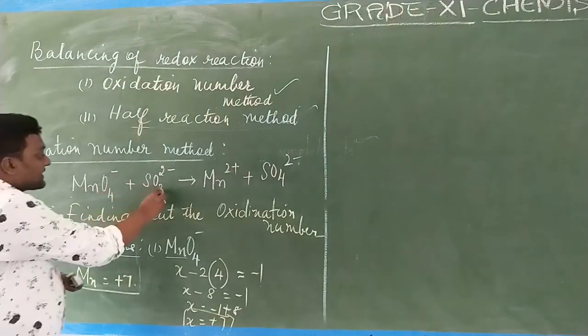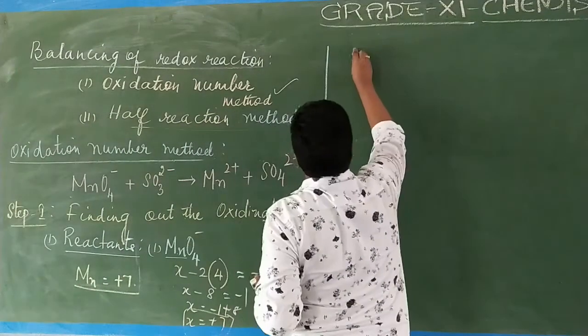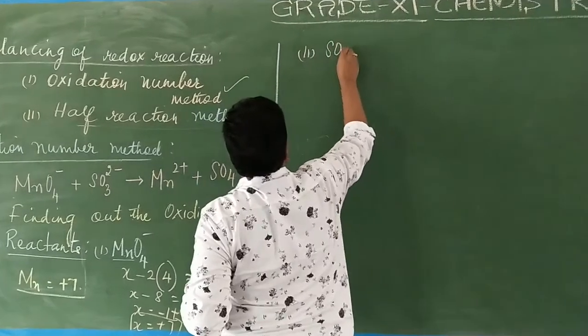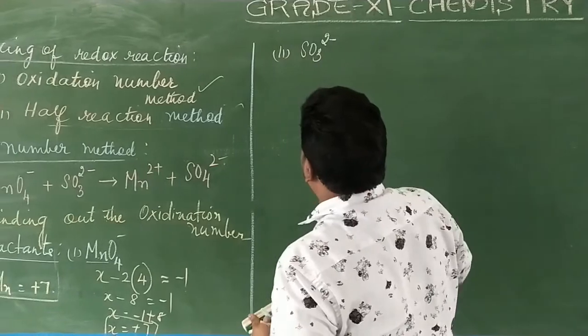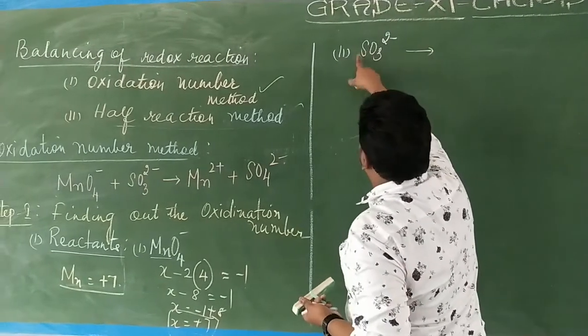Now what is the second reactant? The second reactant which we have is SO3 2 minus, isn't it? Now what will happen? Sulfur only we have to find out.